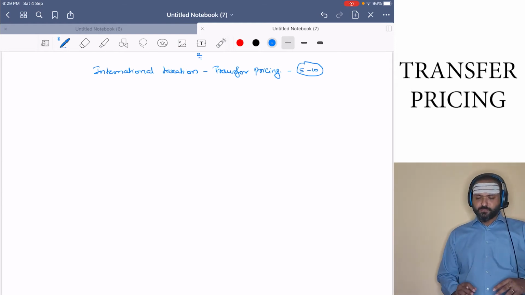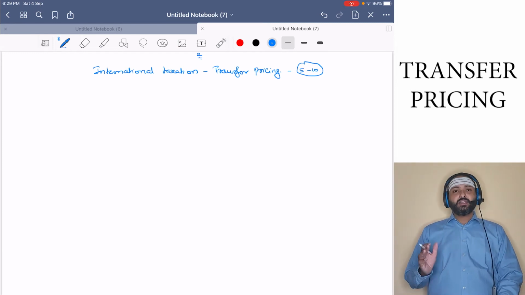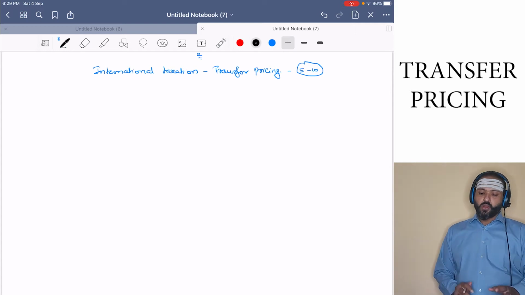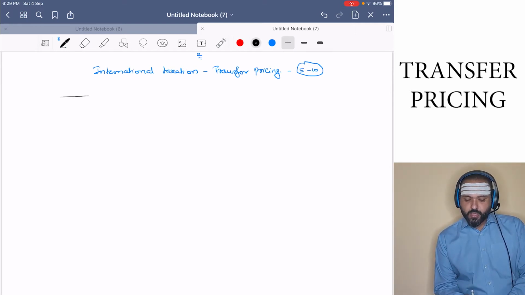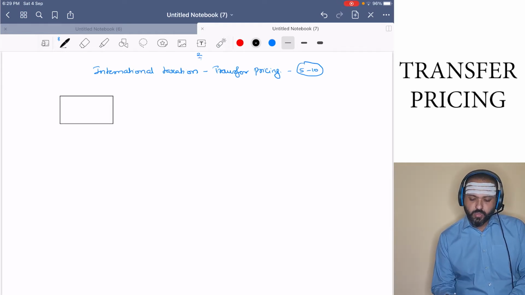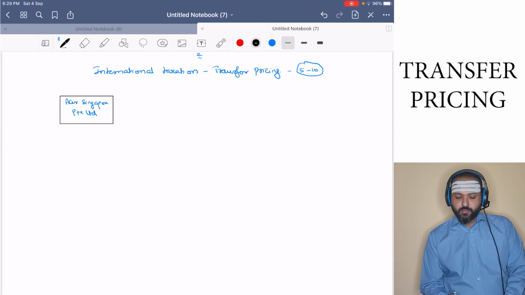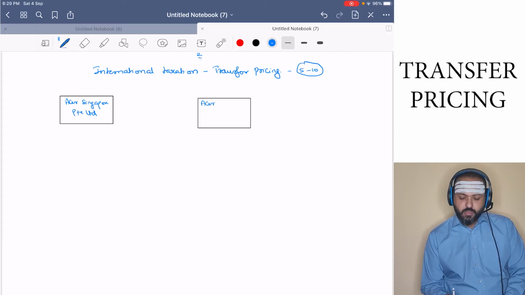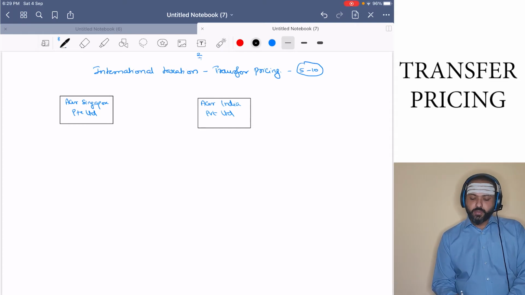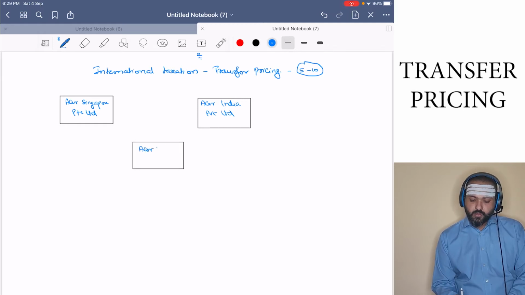So now what we are going to do is, we are going to take an example and see how these provisions were mandated. Now, there is a company in Singapore. Name of the company is Acer Singapore Pte Limited. There is another company which is situated in India, Acer India Private Limited. Then there is another company in Japan. This is Acer Japan Corp. So these are the three companies.